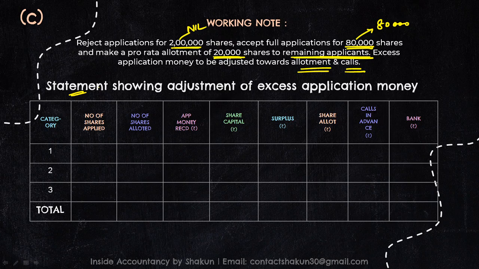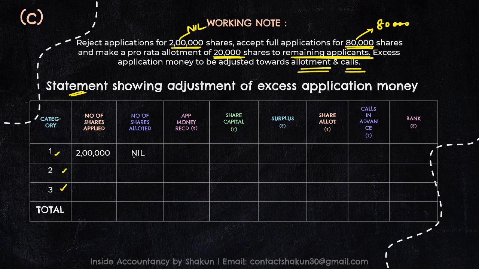How can we make it? There are three categories given here. Reject applicants for 2 lakh shares, that means those who applied for 2 lakh, they got nothing. As you can see, I've made some columns here. Category, number of shares applied, number of shares allotted, meaning how many shares people asked for and how many shares we gave them. Application money received: how much amount have we received on application and how much amount have we transferred to share capital. What is the excess money that we have received and how are we going to allocate it to share allotment or calls in advance or bank.